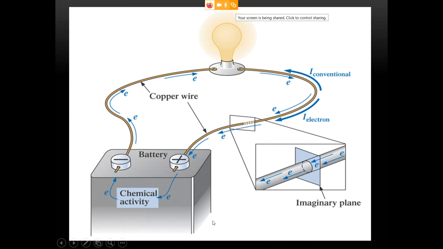All right, so this is just kind of a sketch showing this imaginary plane. When you're trying to measure current, you can measure it at any point within the circuit, inside of the battery, inside of the light bulb, or inside of any of the wire. And what you're counting when you're trying to measure electrons is how many of those electrons are moving past this imaginary plane.